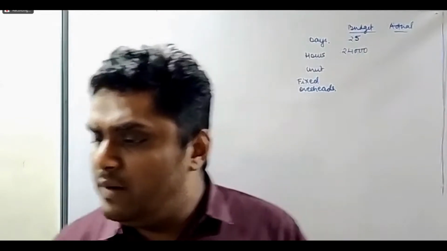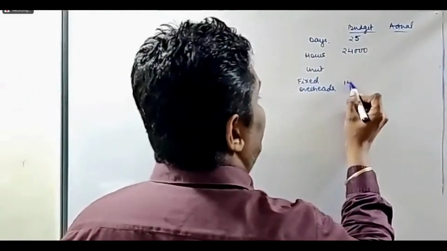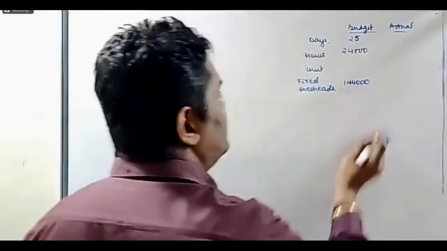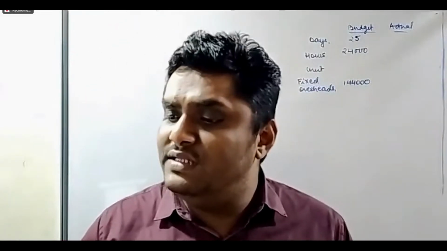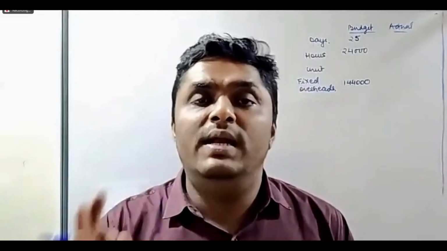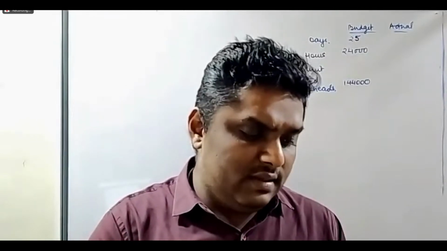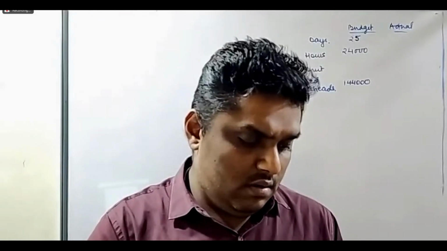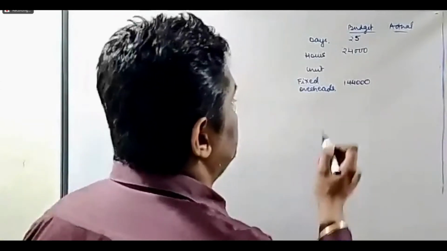Now the fixed overheads are budgeted at 1,44,000 per month. So my fixed overheads are 1,44,000 per month. That is my budgeted overheads. And further, it is given that the standard time required to manufacture 1 unit of a product is 4 hours. It means 1 unit takes 4 hours to make. So we have 24,000 hours, and 1 unit takes how many hours? 4 hours. So we'll be able to manufacture 6,000 units only.